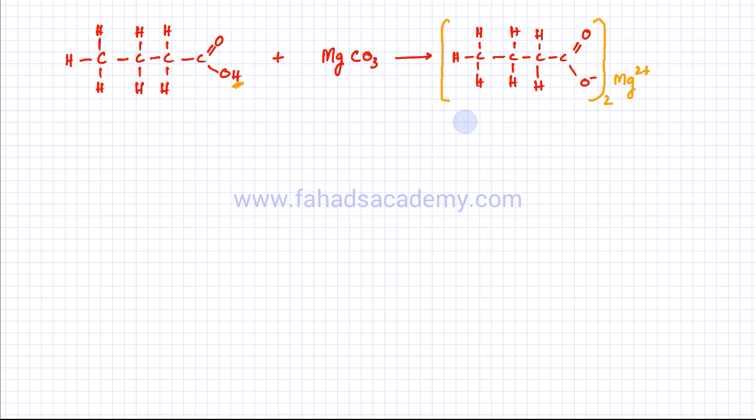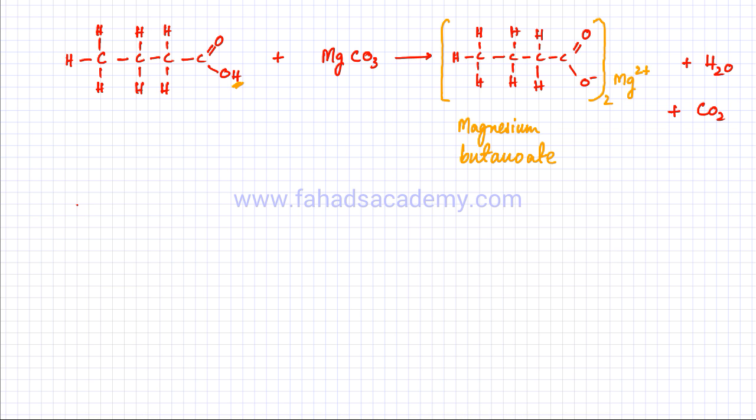This would be magnesium butanoate, and plus we're going to have water and carbon dioxide. So there's going to be water and there's going to be carbon dioxide alongside this. So magnesium butanoate would be my salt. I'm going to replace the H with the metal in this case. So I'm going to write down the compressed version of this.